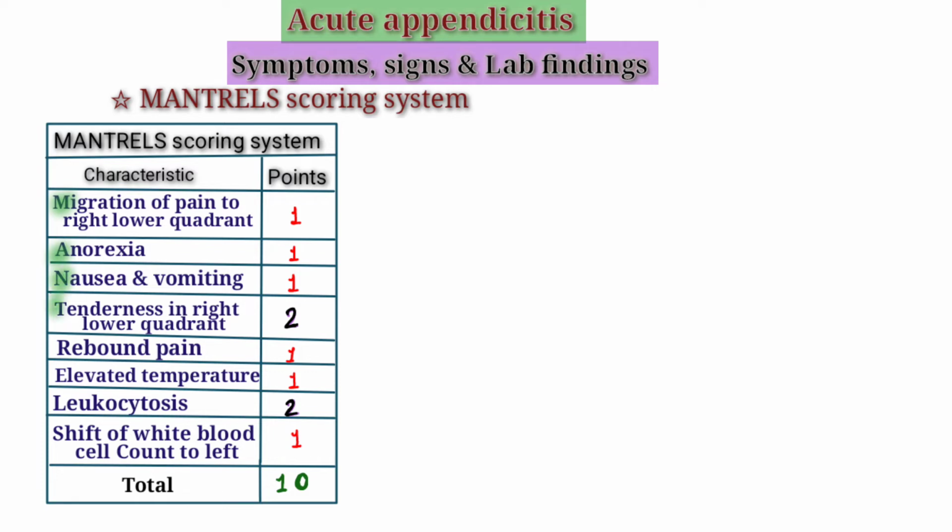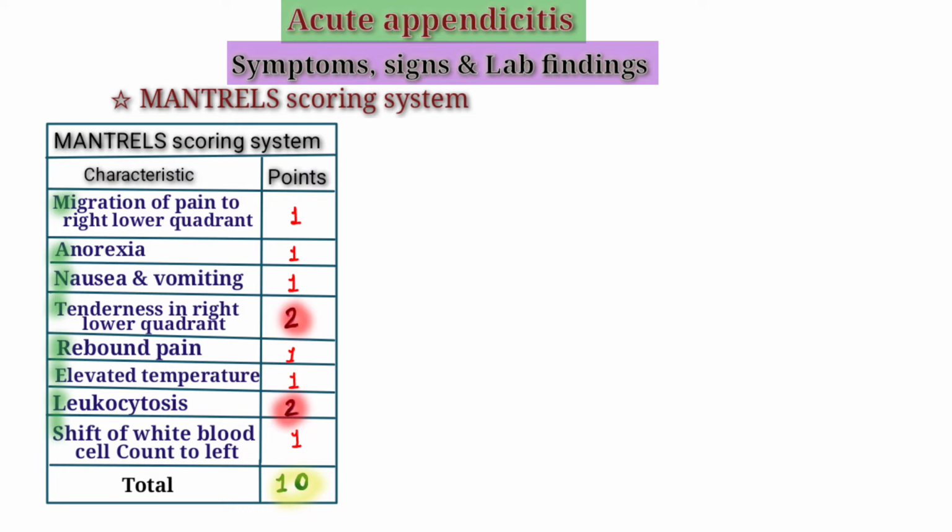T is for tenderness in the right lower quadrant. R is for rebound pain. E is for elevated temperature. L is for leukocytosis, and S is for shift of the white blood cell count to the left. In this system, all the criteria are given a score of 1, except for 2 criteria. The 2 criteria which are given a score of 2 are tenderness in the right lower quadrant and leukocytosis, making the total score 10.